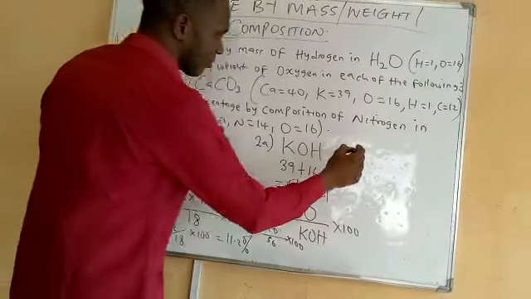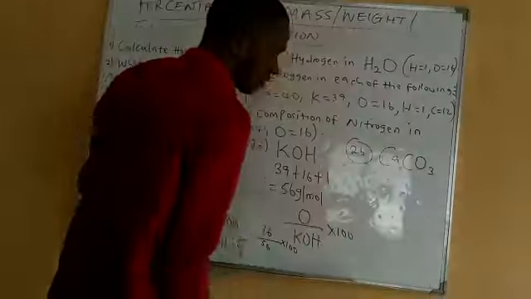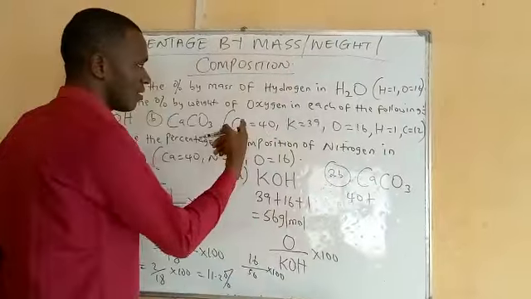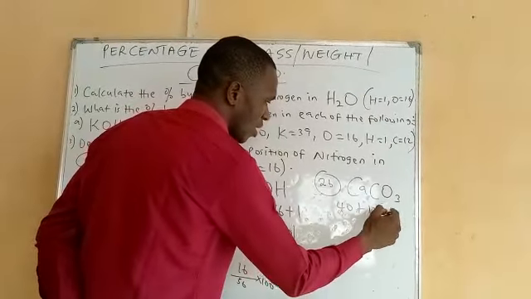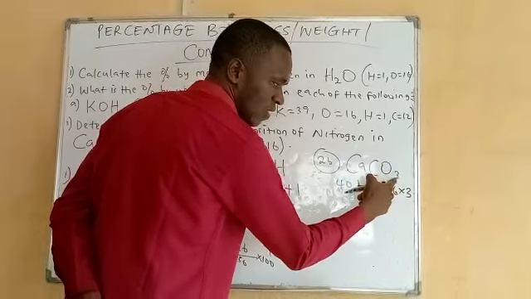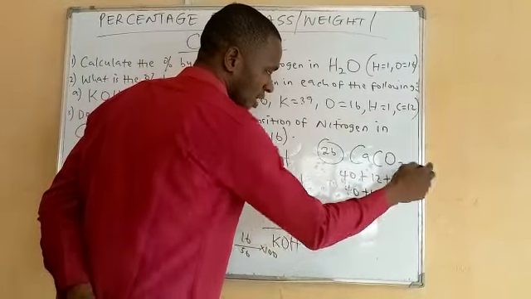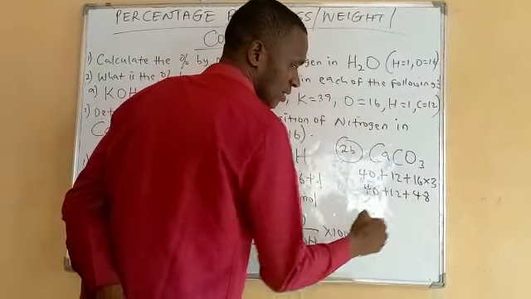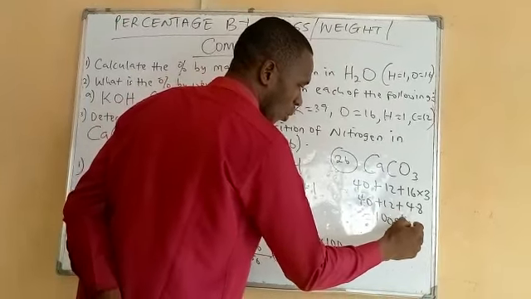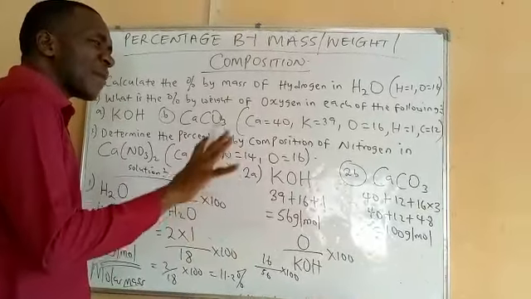For 2B, the compound that was given is calcium carbonate. So you calculate the molar mass. Calcium is 40, you were given there, plus carbon is 12, plus oxygen is 16, but you have to multiply by 3. When you see a subscript, you always multiply. So that will be 40 plus 12 plus 16 times 3, which gives you 48. When you add up this thing, you are going to have 100 grams per mole.